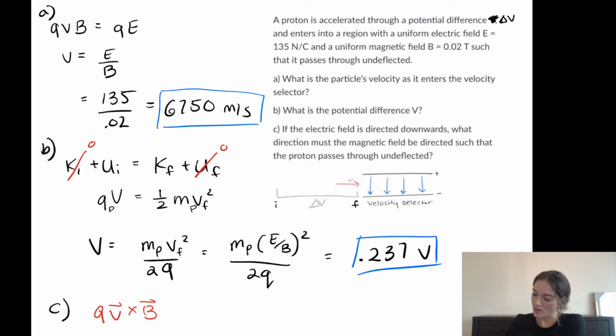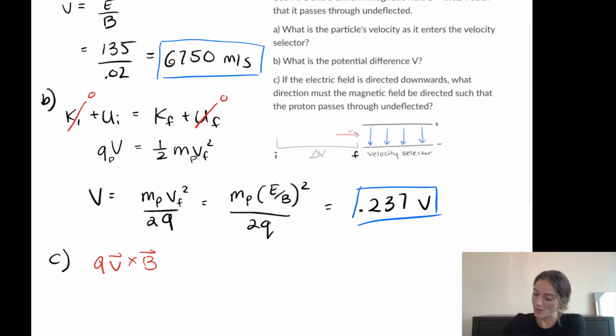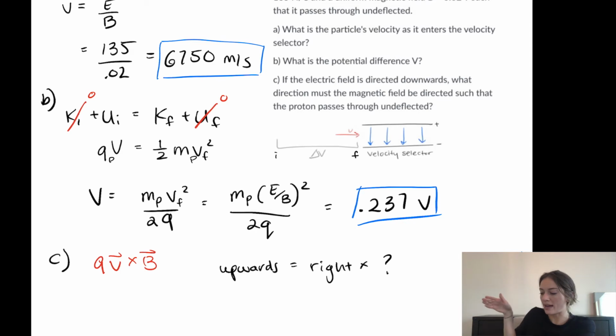So if our magnetic force, we know we want to be upwards, and the velocity is to the right, we put our hand in the direction of the velocity, and we want our thumb to be pointing up. So what direction does that mean our fingers have to bend in? Well, luckily that was easy. Our fingers just have to bend into the page here.